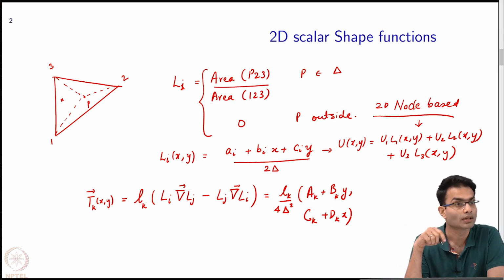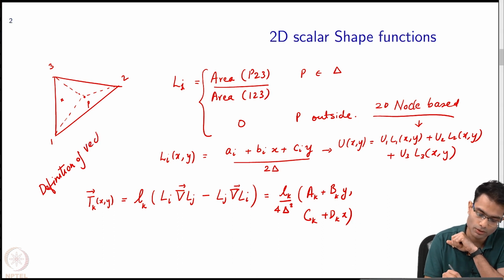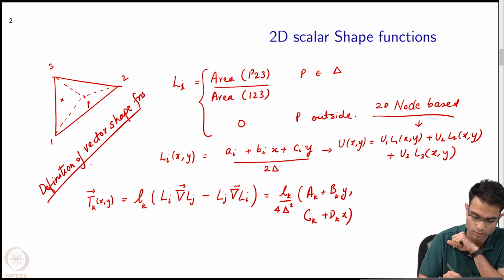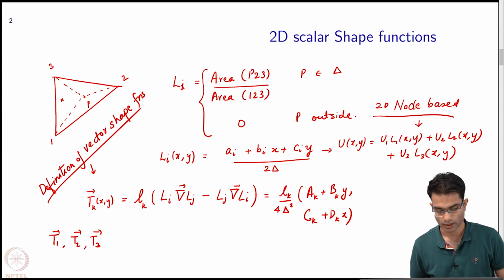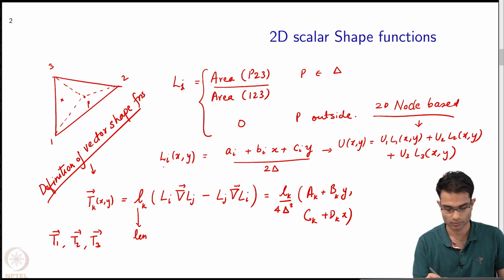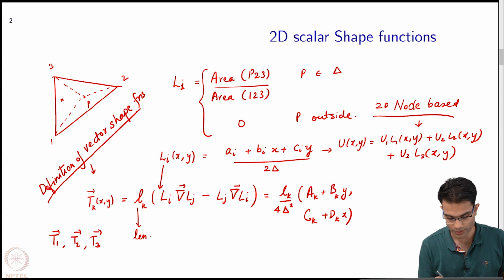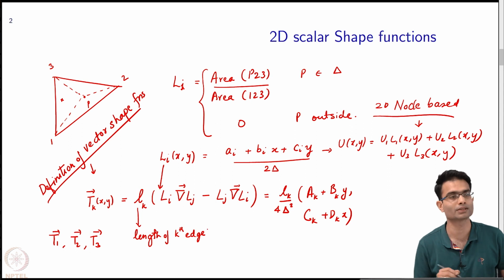So, this is a definition of vector shape functions. You will have T1, T2, T3. L is the same as above. The same Li which I had defined in the node case I used over here. So, that is the result from the node case, and I am using that to build the next thing.